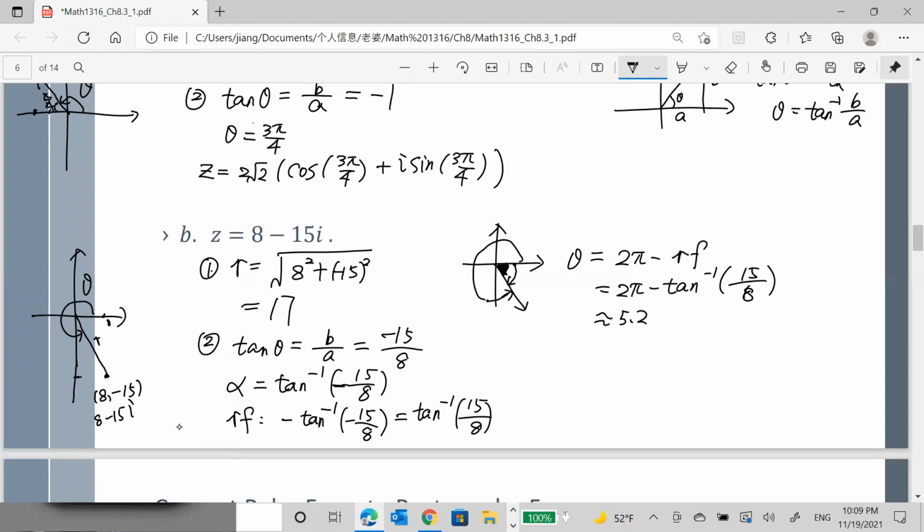So we write the polar form. Z equals r, which is 17, times cosine 5.2 plus i times sine 5.2.